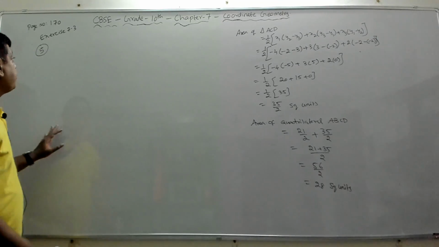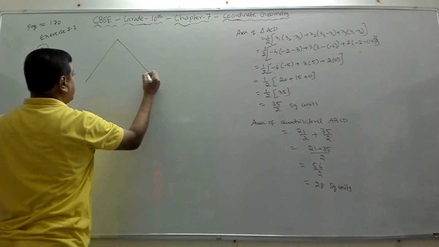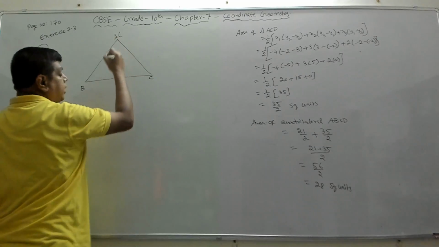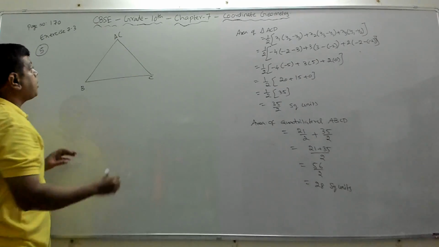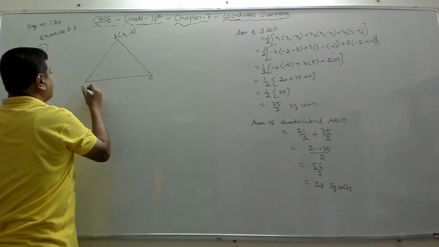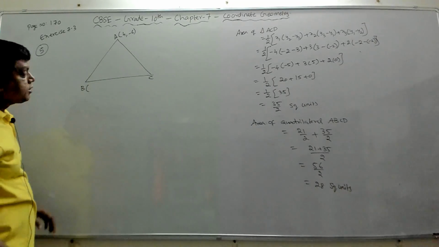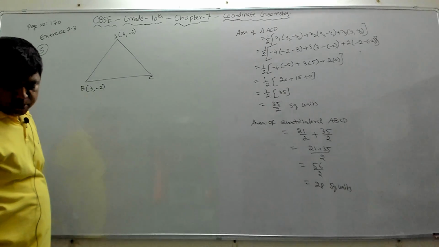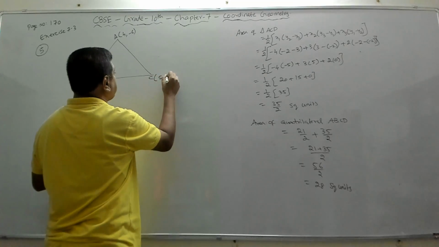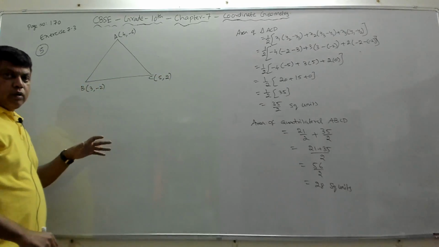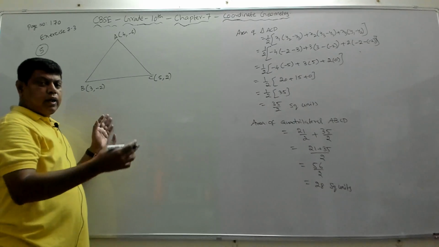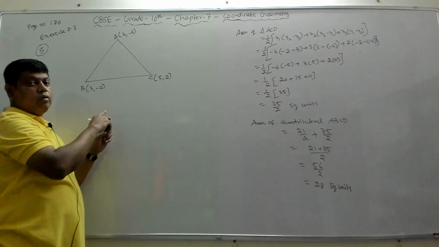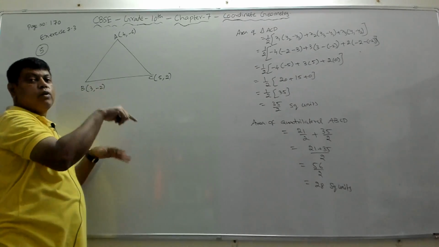So there is a triangle ABC whose vertices are given, where A is given as 4, minus 6, vertex B is given as 3, minus 2, and vertex C is given as 5, 2. Now in our earlier classes, in 9th standard, we studied that the median of a triangle will divide this triangle into two triangles of equal area.